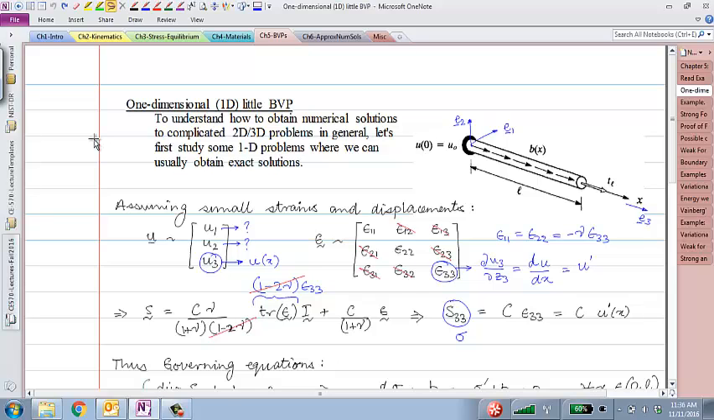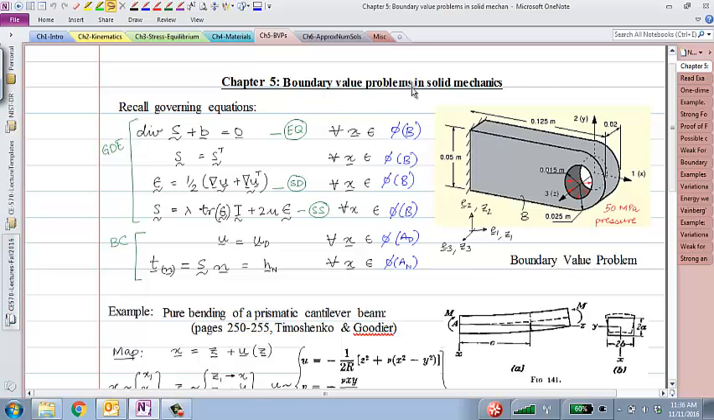So last time what we did was we started off with this chapter on boundary value problems in solid mechanics. Really, this chapter is all about taking all of the things that we have developed up until now and putting them into one problem, a mathematical problem which turns out to be a partial differential equation.